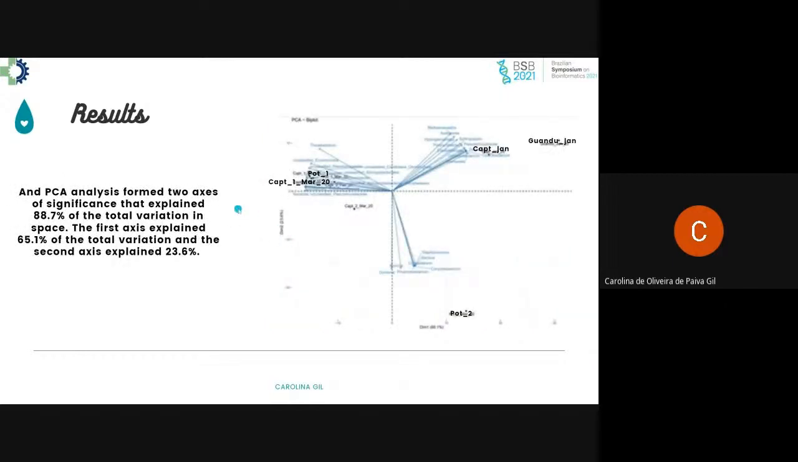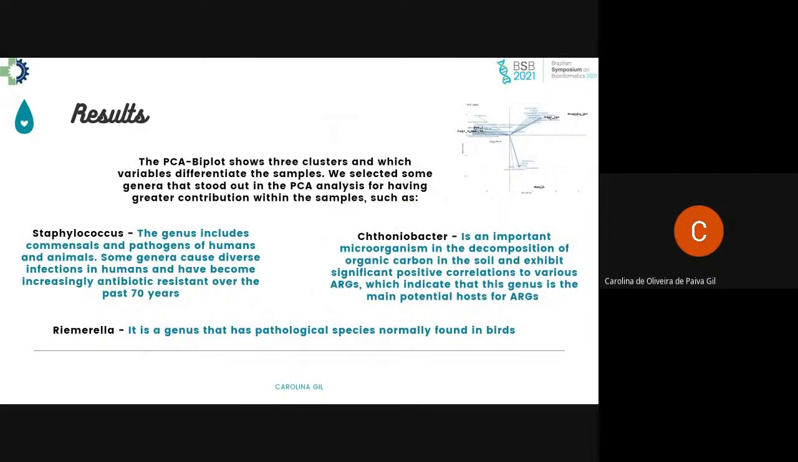And the PCA formed two axes of significance that explain 88.7% of the total variation in space, and the first axis explains 65.1% of the total variation, and the second axis explains 23.6%. The PCA biplot shows three clusters and which variables differentiate the samples.